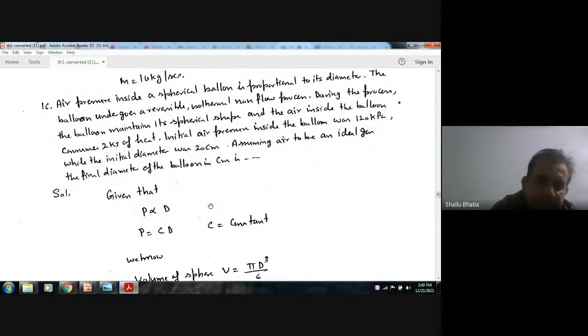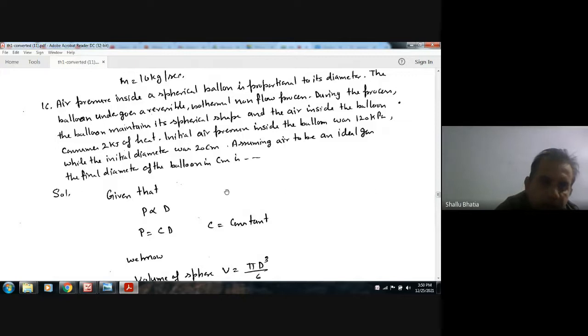Next, air pressure inside a spherical balloon is proportional to its diameter. The balloon undergoes a reversible isothermal non-flow process. During the process, the balloon maintains its spherical shape and the air inside the balloon consumes 2 kilojoules of heat. Initial air pressure inside the balloon was 120 kPa when the initial diameter was 20 centimeters. Assuming air to be an ideal gas, find the final diameter of the balloon in centimeters.